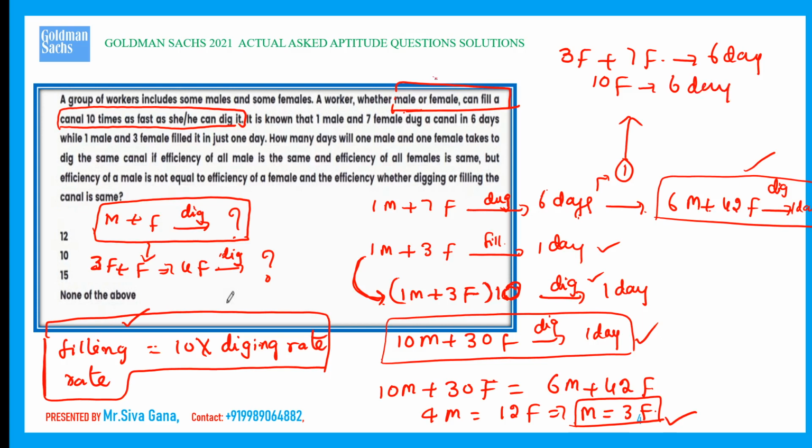So one female takes how much time? 10 into 6, 60 days. Now we need 4 female, so 4 female take 60 by 4, which means 15 days. The answer is 15 days. Fantastic question. The main heart of the question is this clue. The rest of the question is easy. Very good quality question from the topic of time and work.